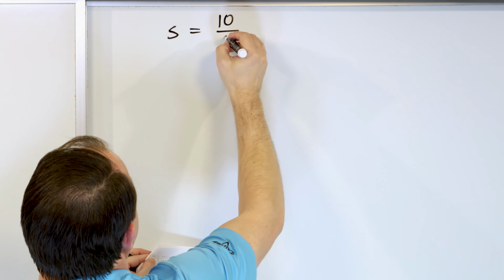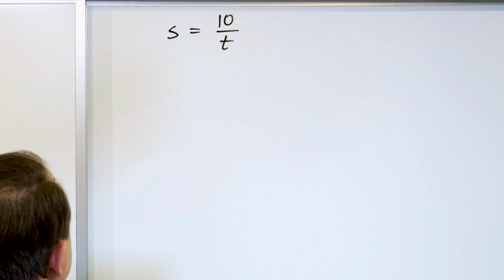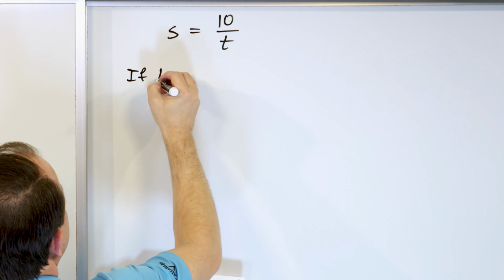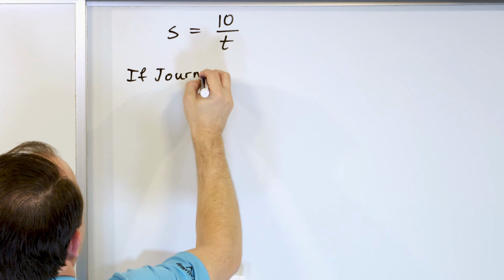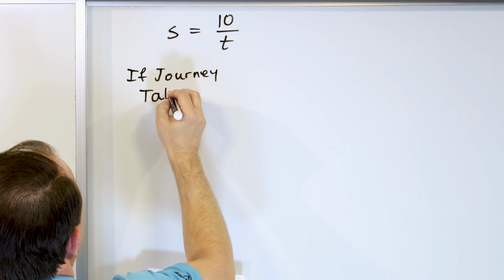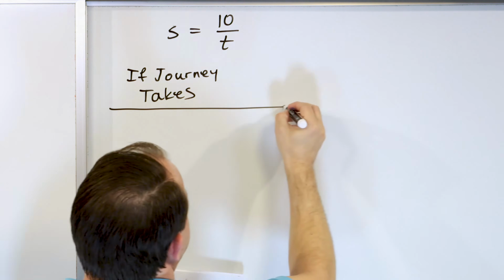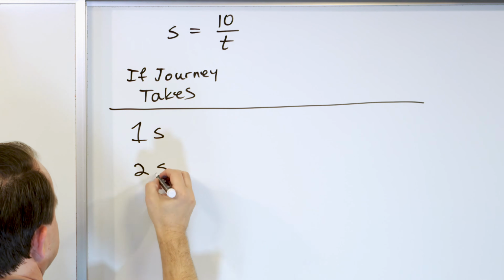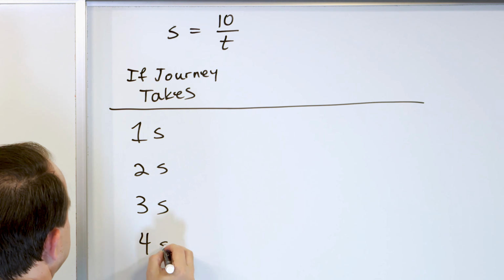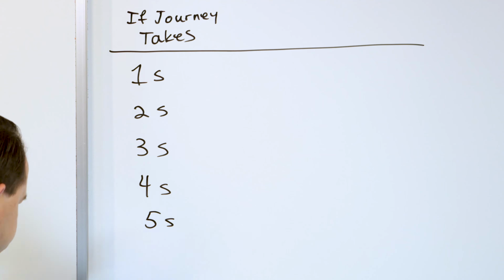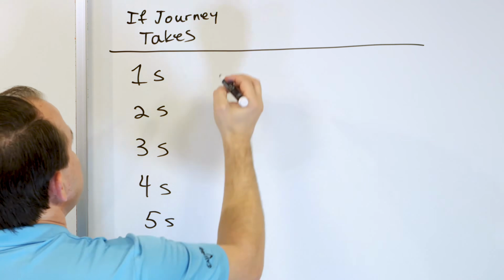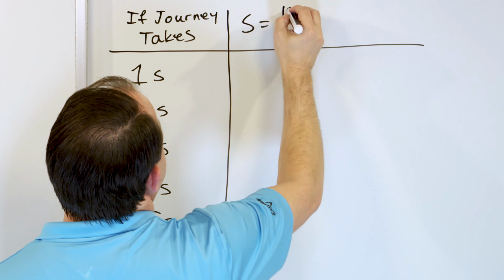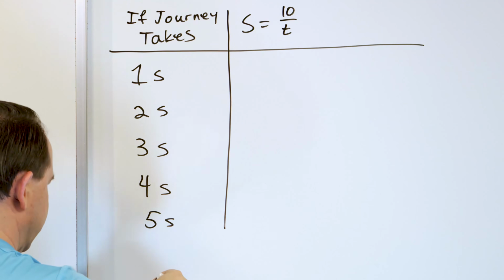It's 10 kilometers divided by the time in seconds, right? So let's make a table. Let's say if a journey takes, we're going to make a little table of values here. Let's say it takes 1 second, 2 seconds, 3 seconds, 4 seconds, or 5 seconds. Like this. Then we want to calculate the speed. The speed is equal to 10 kilometers divided by however long the thing took.